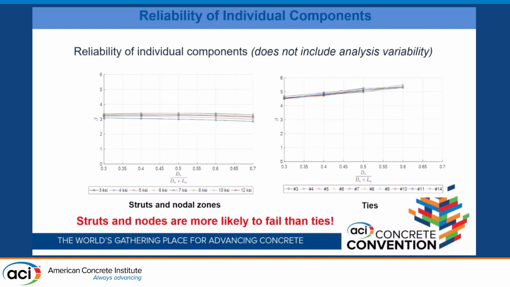which means that the struts and nodes are more likely to fail than ties. So in a system, if it fails, it more likely will start by crushing the struts, splitting the concrete, than yielding the ties. That is what we want.